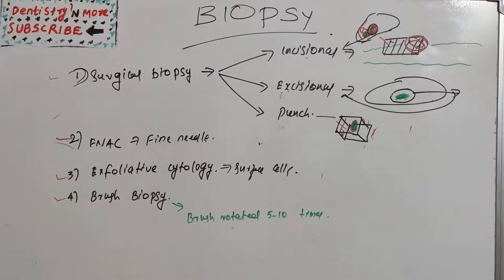So what are the steps of biopsy? The first one is selection of the area of biopsy, then preparing the surgical field, then applying local anesthesia, giving the incision, then handling of the specimen. Finally, after the specimen is taken out, we need to suture the resulting wound.